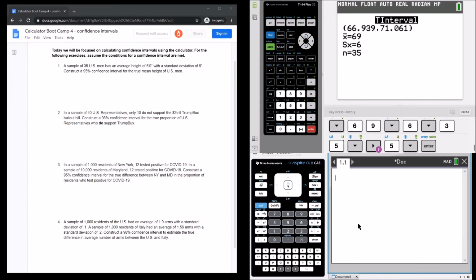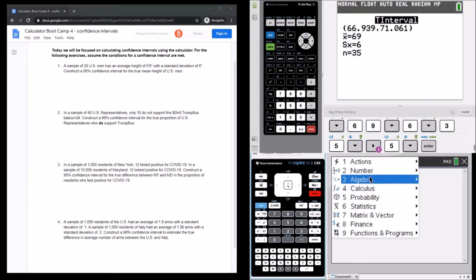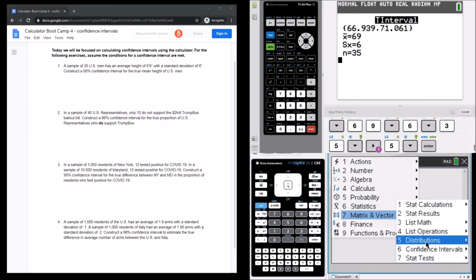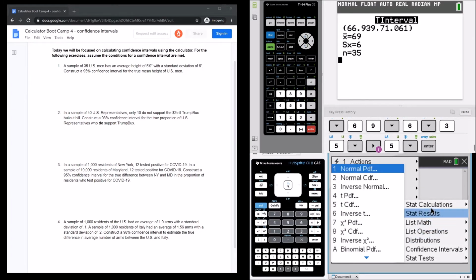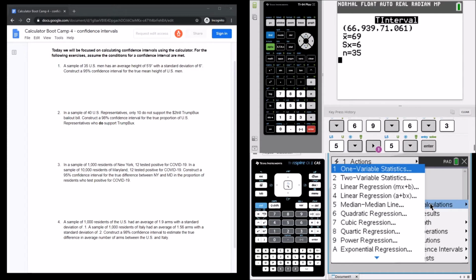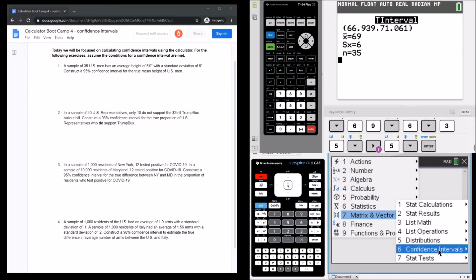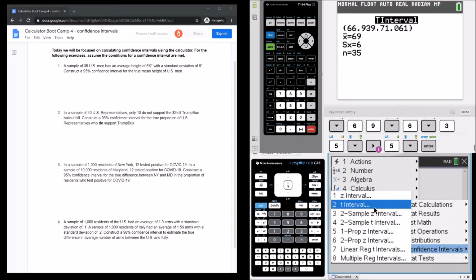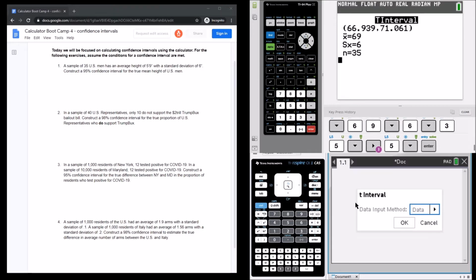Let's move over to the Inspire and repeat that process. We're again going to go to Menu, Statistics, not Distributions, Stat Calculate, Confidence Intervals. And we are going to a t interval here, nice and simple. And we're not going to use data, we're going to use stats here. Remember that if you had data, you could put in the data directly and have it do the same thing.